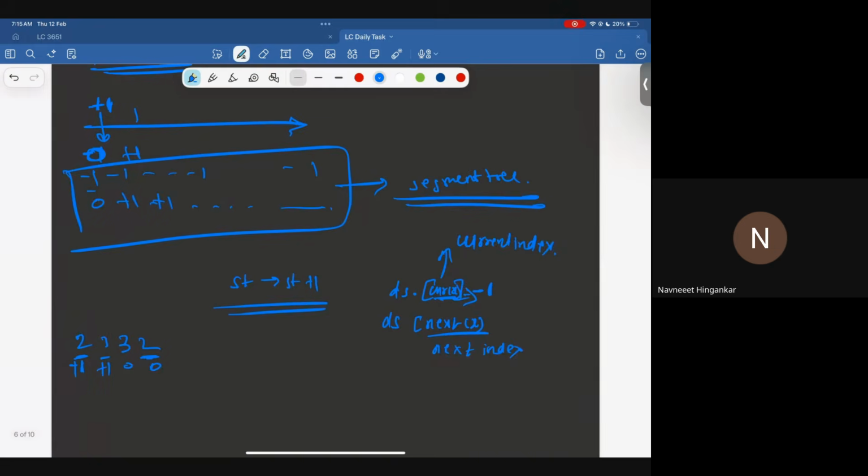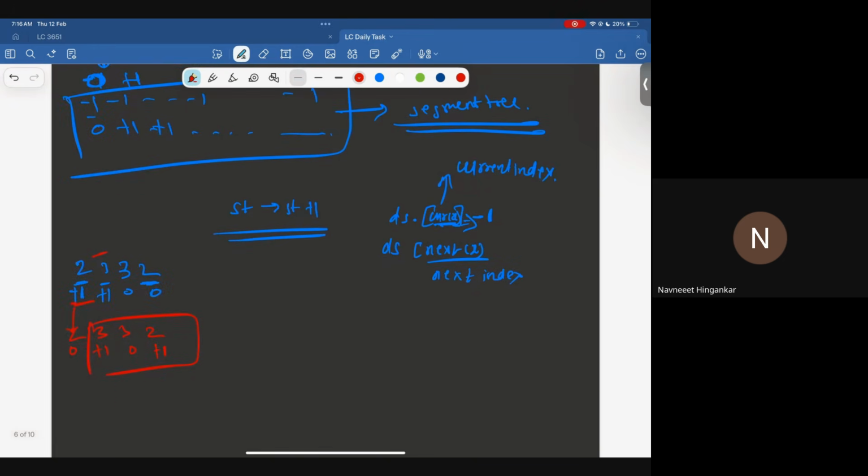The moment I shrank my array, or moved my start pointer to here, my array became 3 3 2. My contribution became +1 0, and here became +1. Obviously this +1 is not removed. We can't just remove that, so instead of removing, we make it 0. Again, my start pointer will move forward, so this +1 will again become 0. And this will become 3 2 +1.